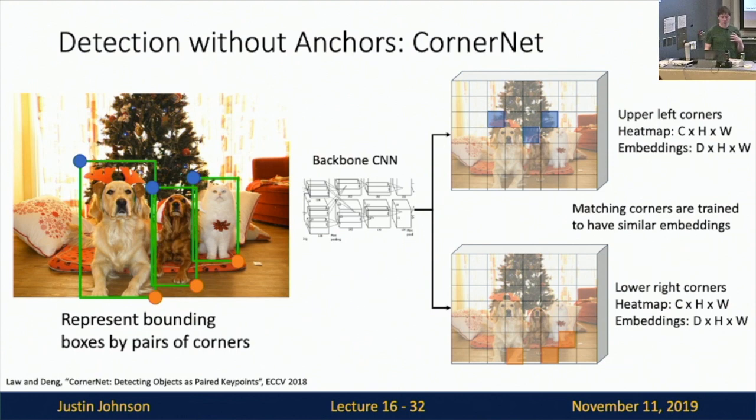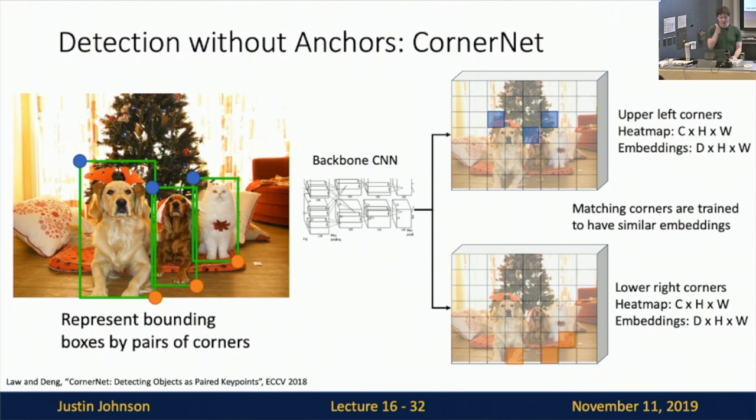So we run the image through some backbone CNN to get image level features. Then from these image level features, we predict an upper left corner heat map for each object category that we want to predict. This upper left corner heat map says, for every position in the feature map, for every category that I wish to detect, what is the probability that this location in space is the upper left-hand corner of some bounding box? And this you can train with a per pixel cross entropy loss.